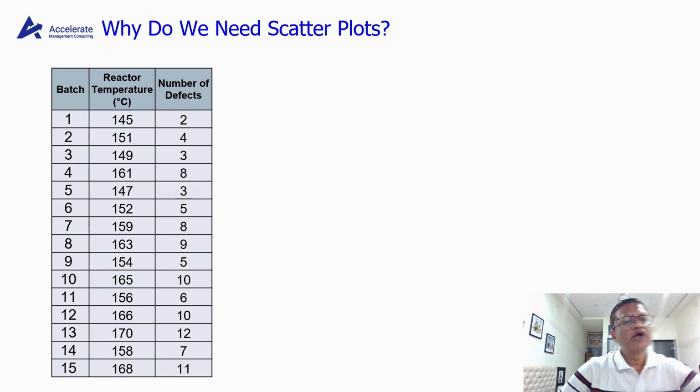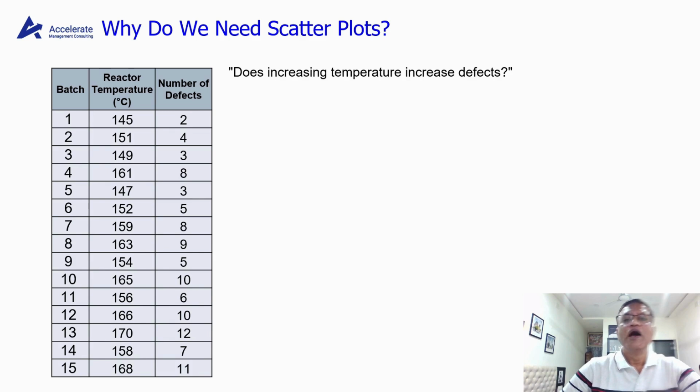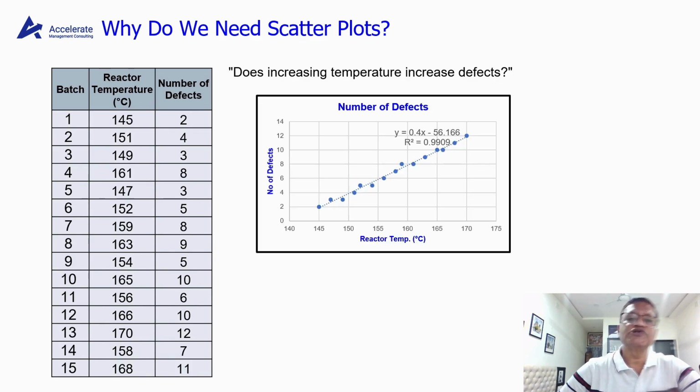So the question is, can you identify if there is any relationship between the two variables which we have taken here, the reactor temperature and number of defects? Based on this table, it may or may not be possible to identify whether there is any correlation between the two. Since these are just 15 data points, it may be a little bit easy, but if you have more than 100 data points, then it would be too difficult to understand if there is any trend. And therefore, scatter plot helps us visually and quickly identify if there is any correlation between the two sets.